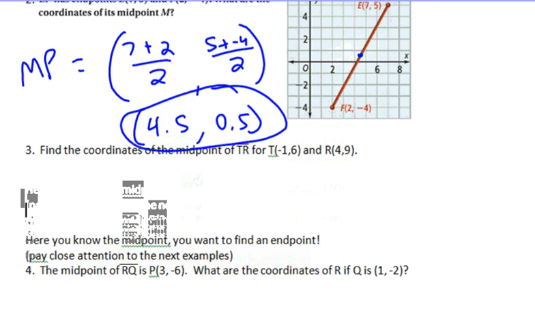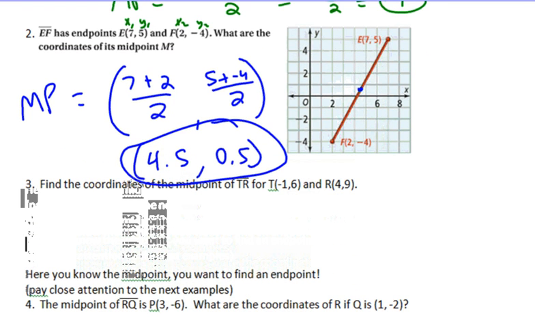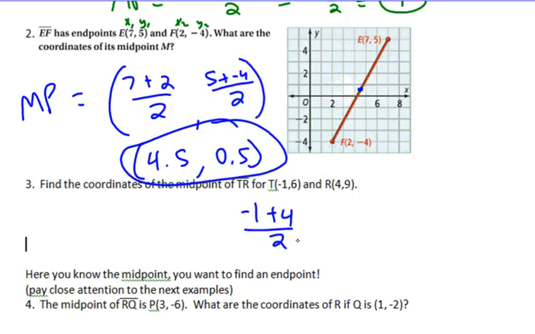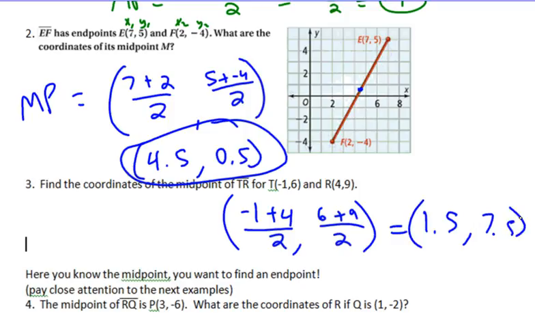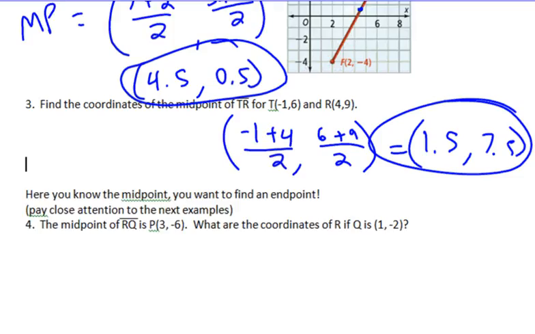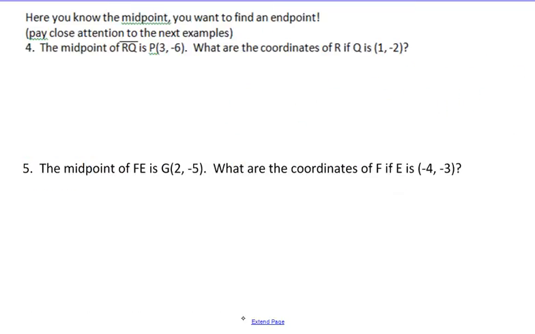Couple questions here. Number 3 says find the coordinates of the midpoint for T and R. Now, you don't have to have a graph, like I said. We just plug in the x's. We have negative 1 plus 4 divided by 2. And then the y's would be 6 plus 9 divided by 2. And you end up getting, I believe, 1.5 and 7.5 for your midpoint.